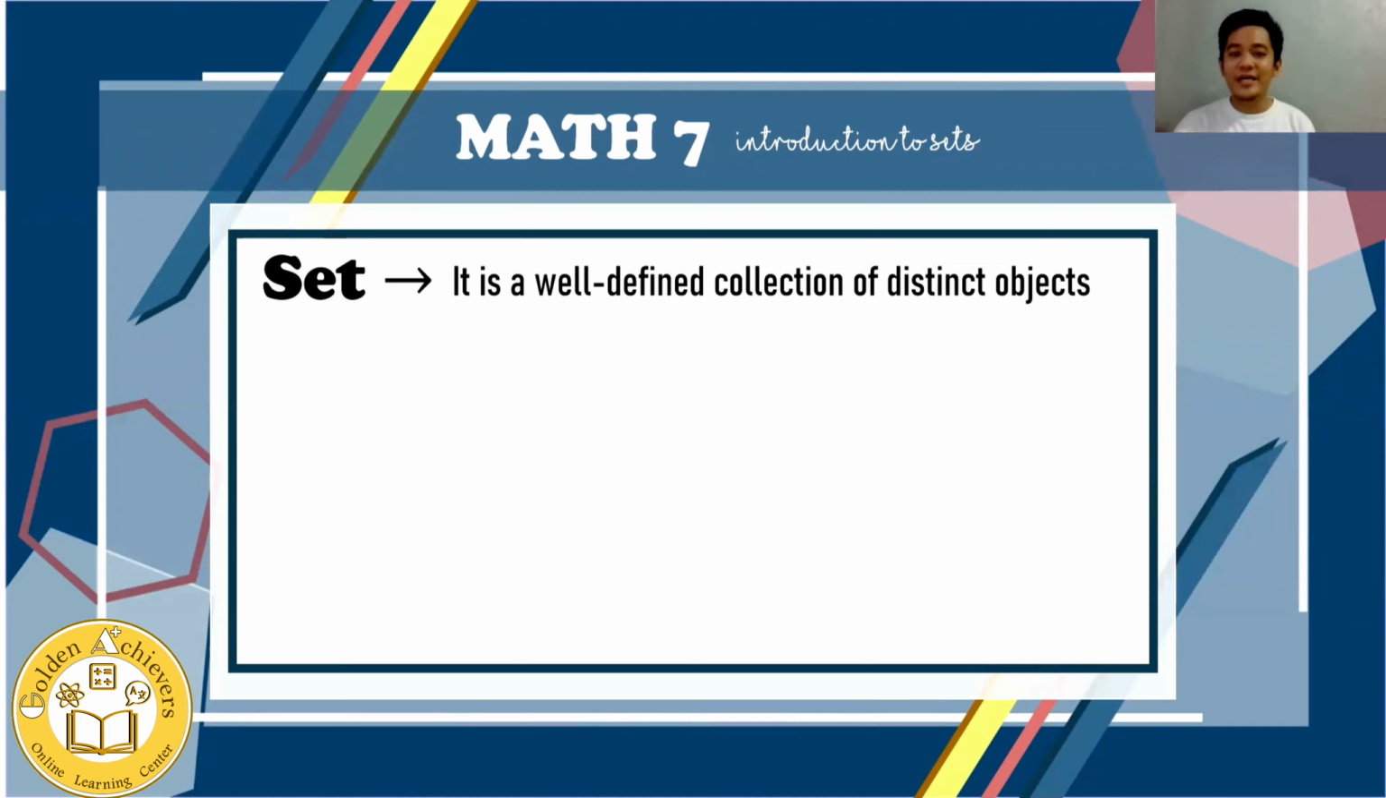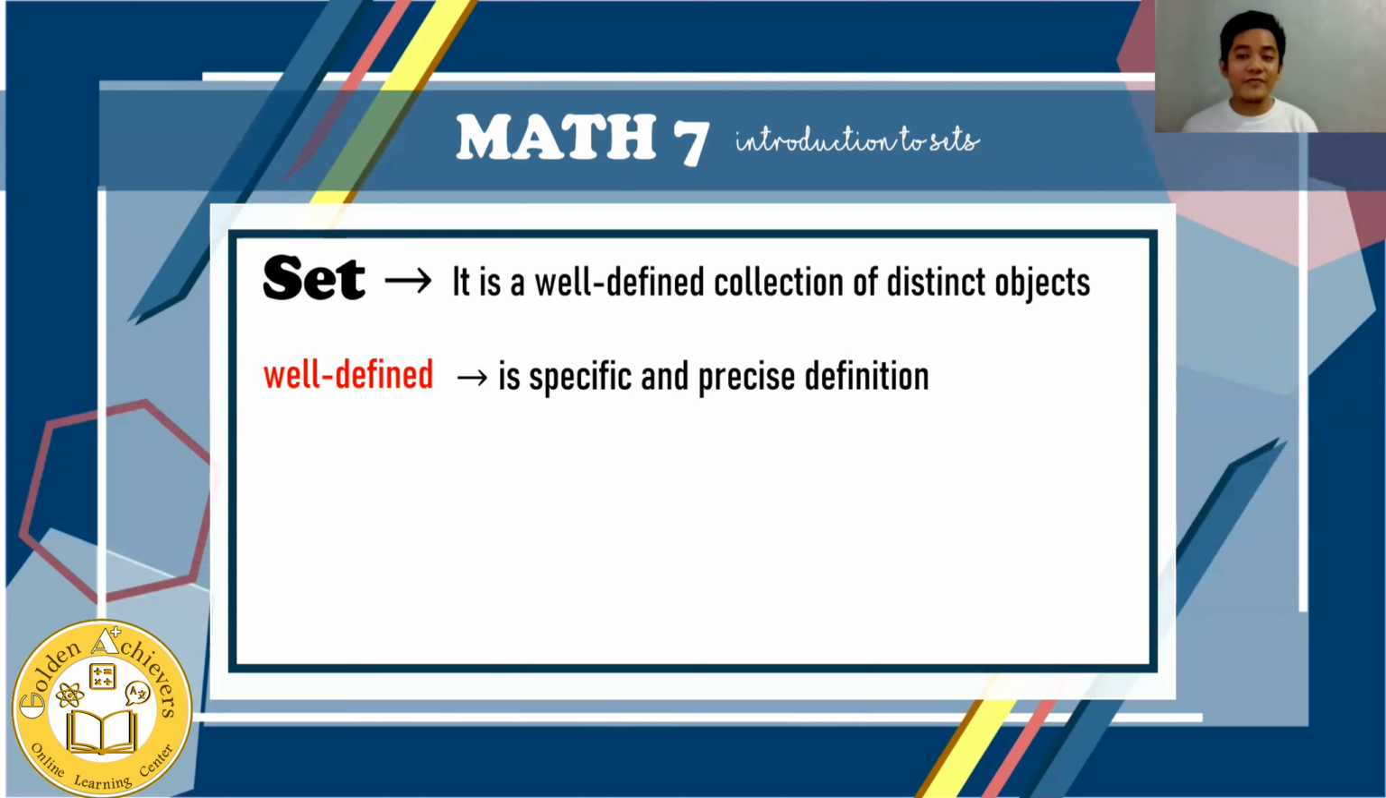The first one is the word well-defined. What does well-defined mean? We say well-defined if it is specific and precise. So a set must have a specific and precise definition. When you say specific and precise, we can easily identify what the objects or the members of that set are.